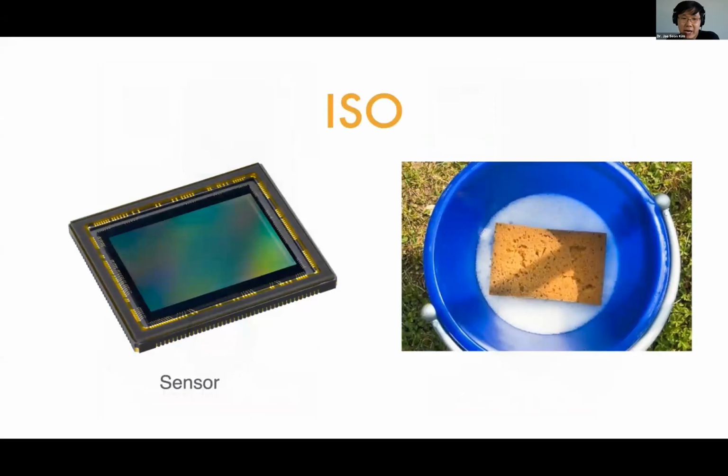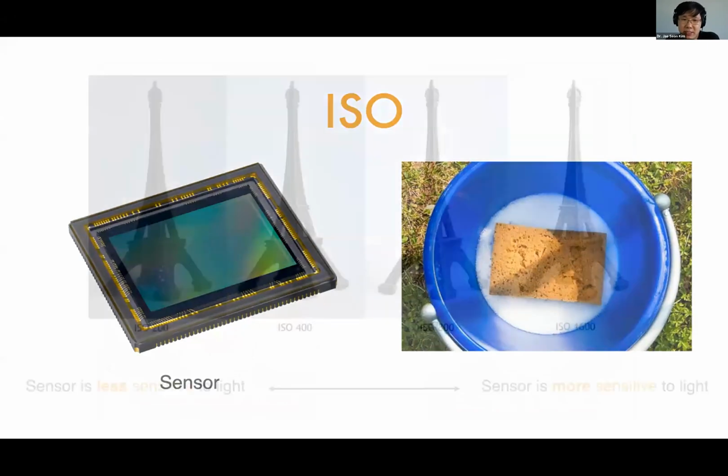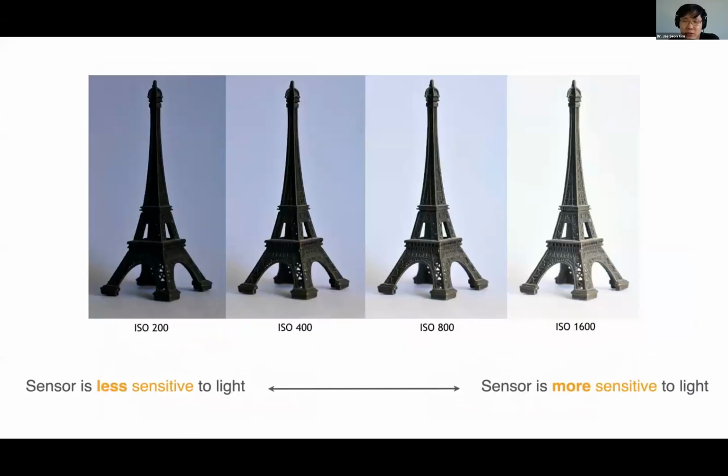Now the ISO is the sensor. It's more of a setting. It's basically like how much water a sponge can soak up. So ISO is the sensitivity to light. When ISO is relatively low, it is less sensitive. When it's high, it's more sensitive.